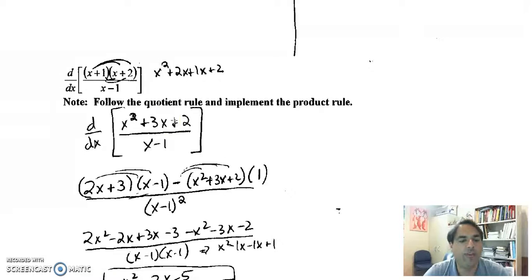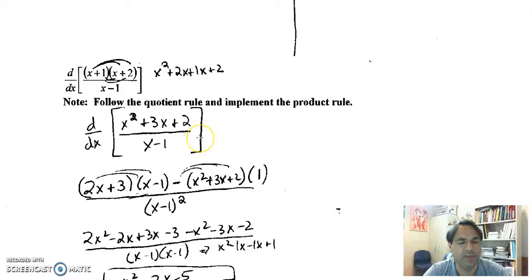Now, what if we had the numerator with two things being multiplied and then divided by x minus 1? You're probably thinking we could do product rule and then do quotient rule, but I would recommend stopping for a moment and thinking, before I take the derivative, can I simplify it first? Well, if you notice, in the numerator, we have x plus 1 times x plus 2. If we distribute, x times x is x squared, x times 2 is plus 2x, 1 times x is plus 1x, 1 times 2 is 2. The numerator simplifies to x squared plus 3x plus 2 over x minus 1.